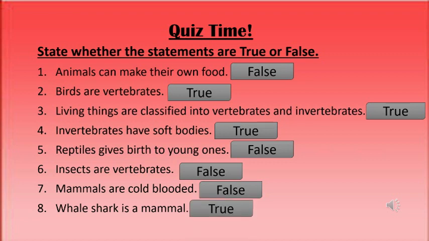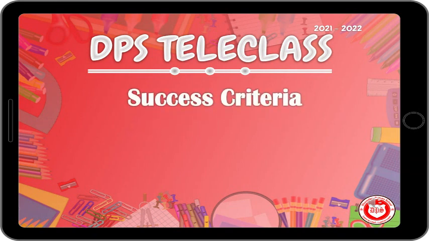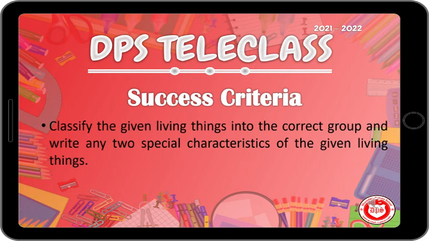So I hope you all have learned lots of things regarding living things from today's lesson. Students, let's see our success criteria before concluding our lesson and see whether we have achieved the success criteria or not. Our success criteria is to classify the living things into the correct group and write any two special characteristics of the given living things. I hope you all have achieved today's success criteria.